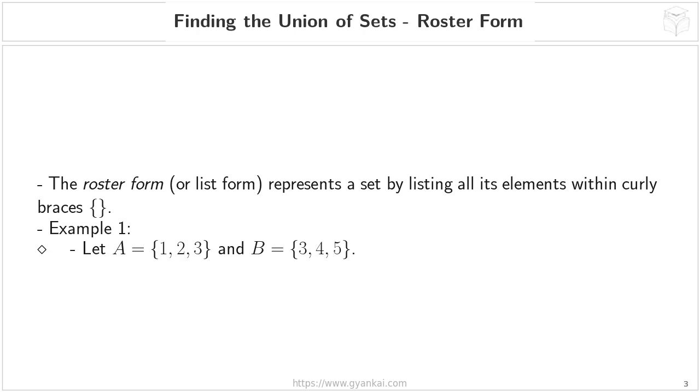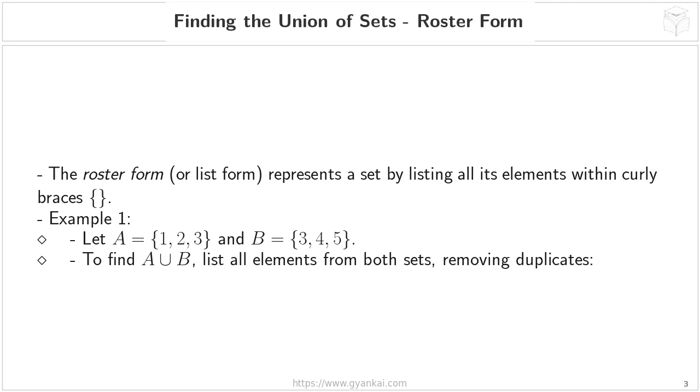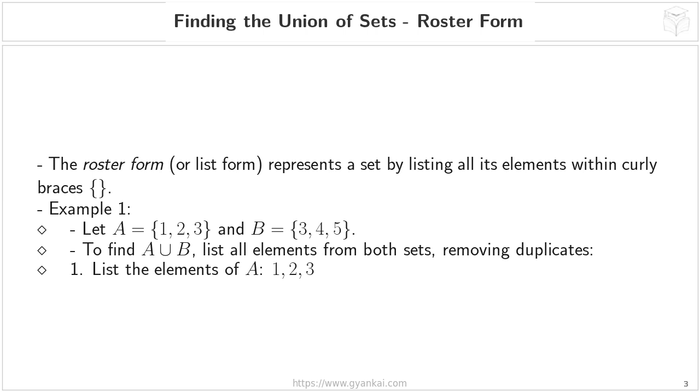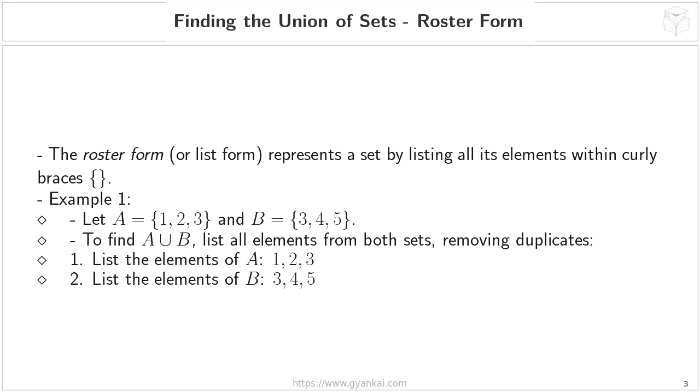We have two sets. Set A, which contains the numbers 1, 2, and 3, and set B, which contains the numbers 3, 4, and 5. Our goal is to find A ∪ B, and remember, the symbol for union is a U shape. So, we're looking for everything that's in either A or B or both. To do this systematically, we follow these steps. First, we simply list out all the elements of set A, that's 1, 2, and 3. Next, we list out all the elements of set B, that's 3, 4, and 5.